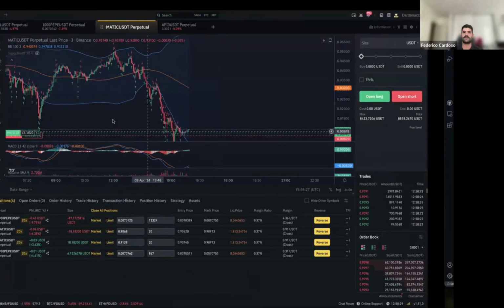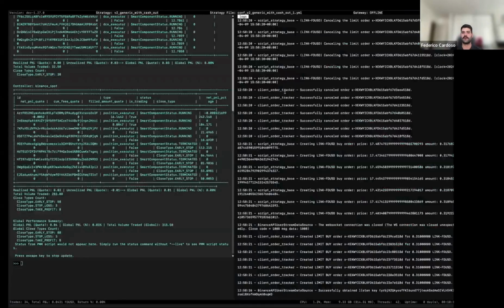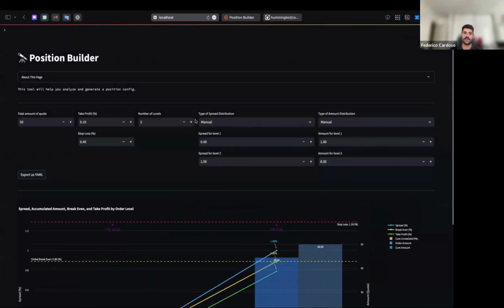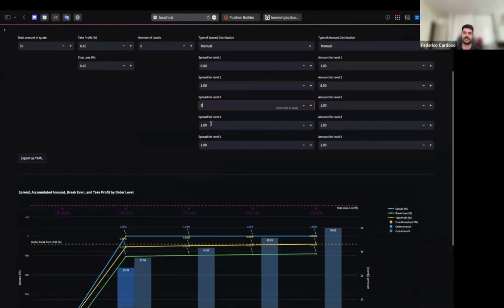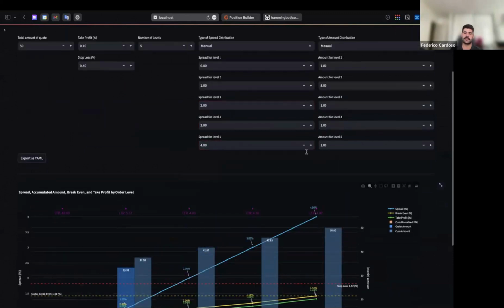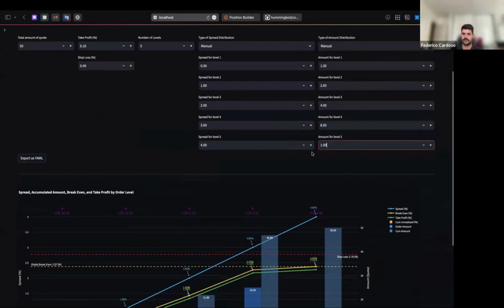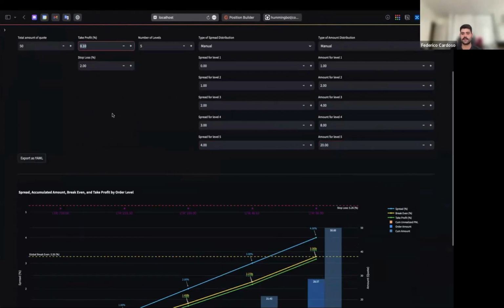Well, and another thing that we are trying to explore. I don't know if you remember this position builder. Usually this position builder is for DCAs. In this case, I'm testing just with 2 orders, but here you can change the number of orders and, I don't know, distribute 2, 3, 4%. And I don't know, 1, 2, 4, 8, and 20, let's say. And then you can say, okay, the stop loss will be now 2%, take profit will be like 0.5.